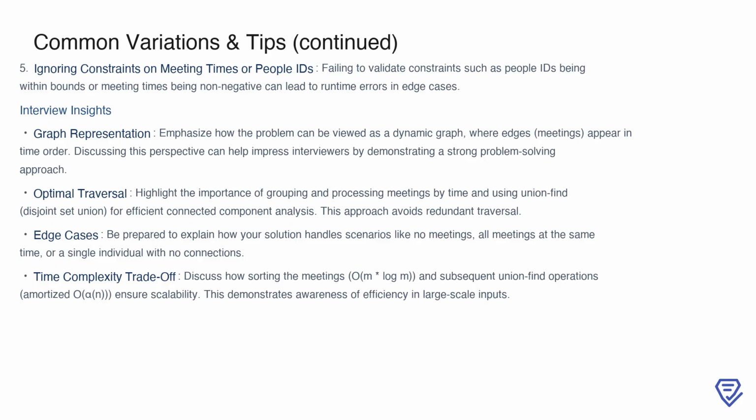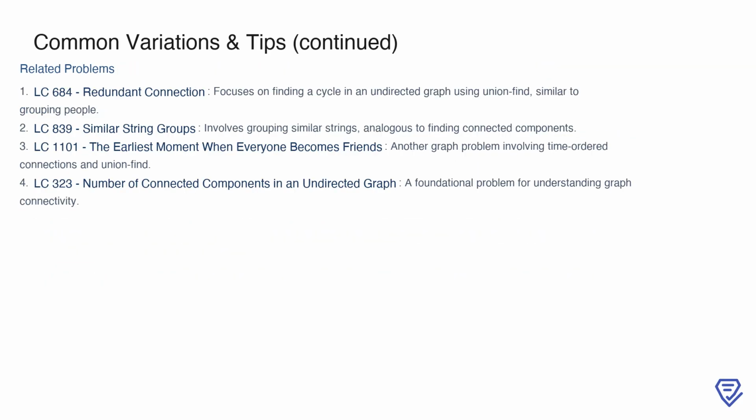Lastly, understanding the time complexity trade-offs is key. Sorting the meetings involves O(m*log m), while UnionFind operations are highly efficient with amortized O(alpha(n)), making the solution scalable even for large inputs. This problem also shares similarities with several related problems, which can deepen your understanding of the underlying concepts. For example, LeetCode 684, Redundant Connection, focuses on identifying cycles in an undirected graph using UnionFind, which is similar to grouping people in this problem.